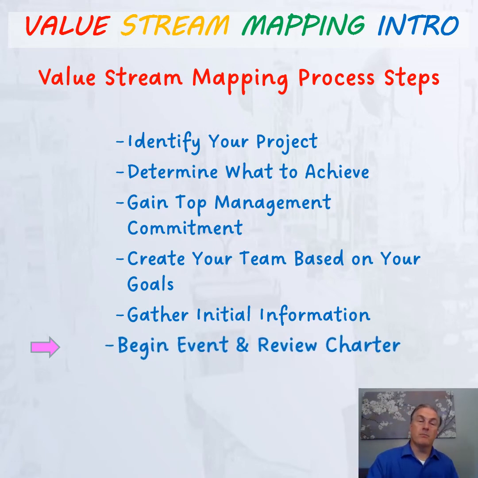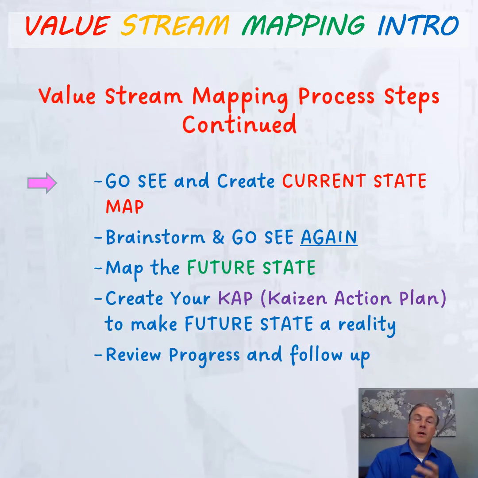And that goes into our next part, which is going and seeing and creating our current state map. By going out, we look to see what the issues are, we create our current value stream map. Okay, and then once we do that, we're going to brainstorm, how can we create our future state? But we'll probably go back at some point and look at the processes again and say, okay, we think we saw this, we don't remember, let's go back and check. We're going to do all that, we're going to map our future state now, and then we're going to create our Kaizen action plan, and we're going to make our future state a reality.